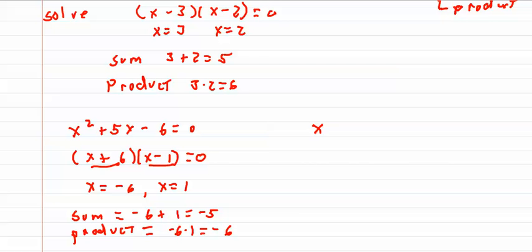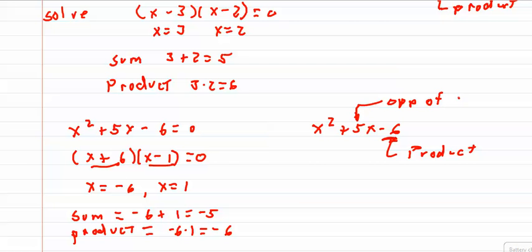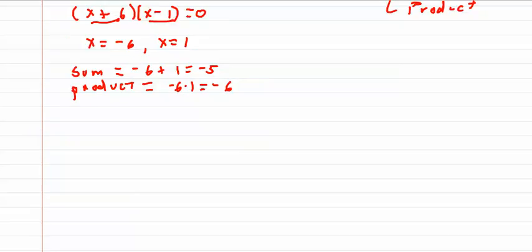Now when we look at our original equation, x squared plus 5x minus 6, negative 6 is our product, and our sum is negative 5. This is positive 5. This is the opposite of the sum. So, we're going to see if this holds true one more time.